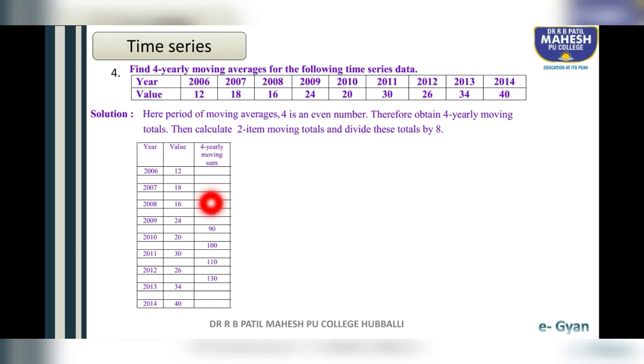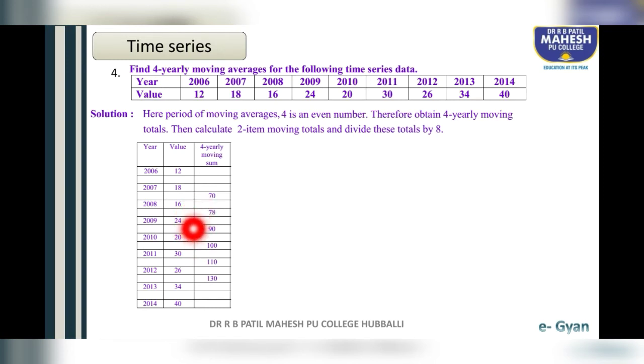So next you take 18. From here you have to take the 4 values. 1 2 3 4. So 20 plus 24 plus 16 plus 18. After adding this, the value is 78. Okay, next you take 16. From here you have to add 4 values. 1 2 3 4. So 30 plus 20 plus 24 plus 16.